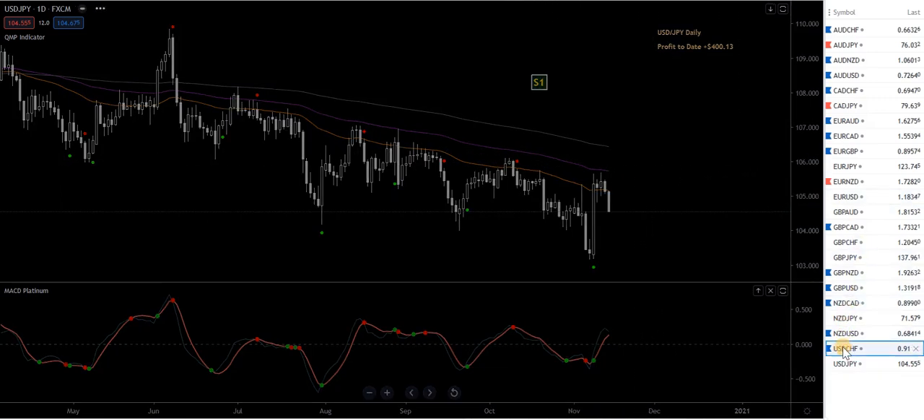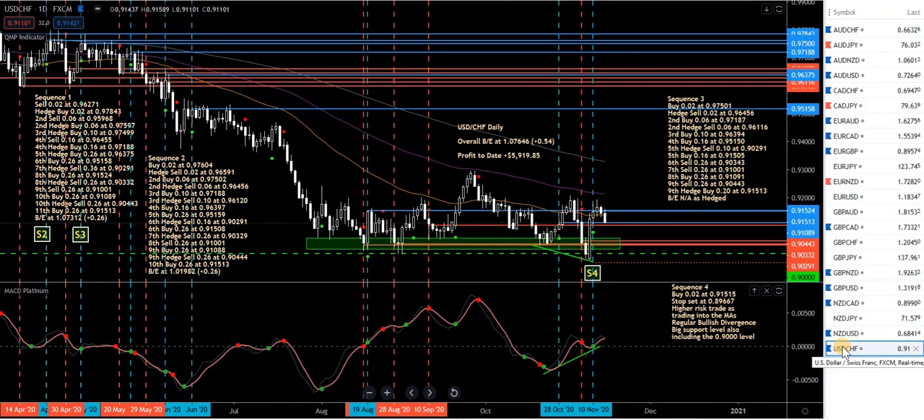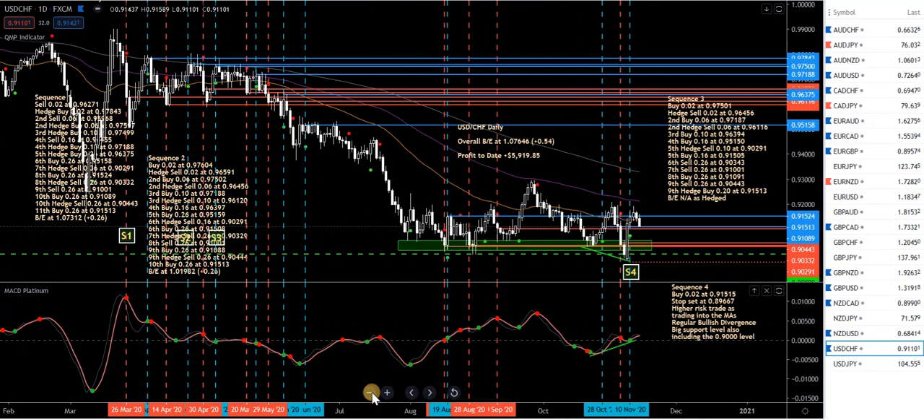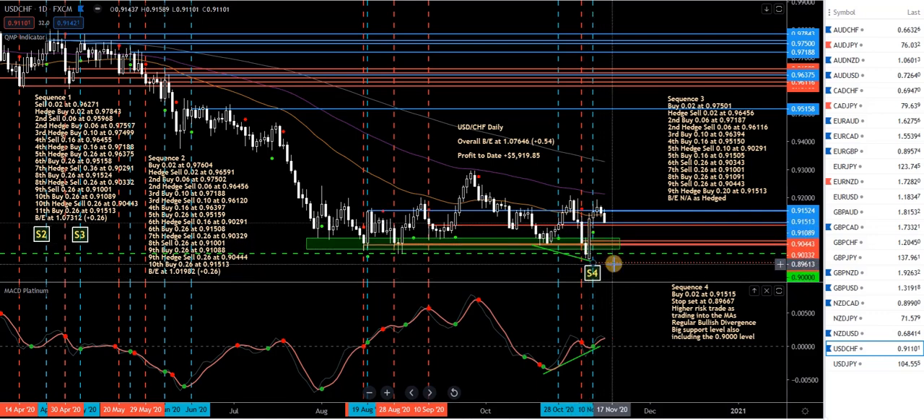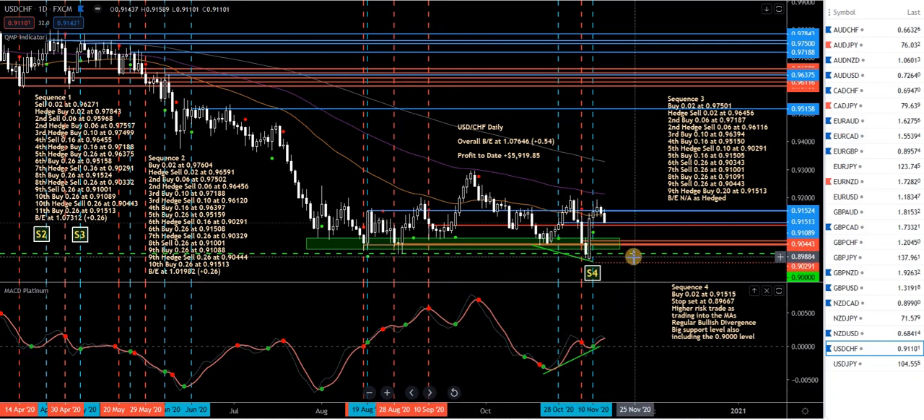Now USD Swiss Franc, this is a problem pair of mine. We have got trades going way back to March. All right, so don't worry about that too much. 1, 2, 3, 4 sequences. Don't worry about sequence 4 too much. That's just my latest trade, which is a buy in here somewhere. It's got a stop in place below this big support level in here. So hopefully that support level will hold, but it looks like it's rolling over again.